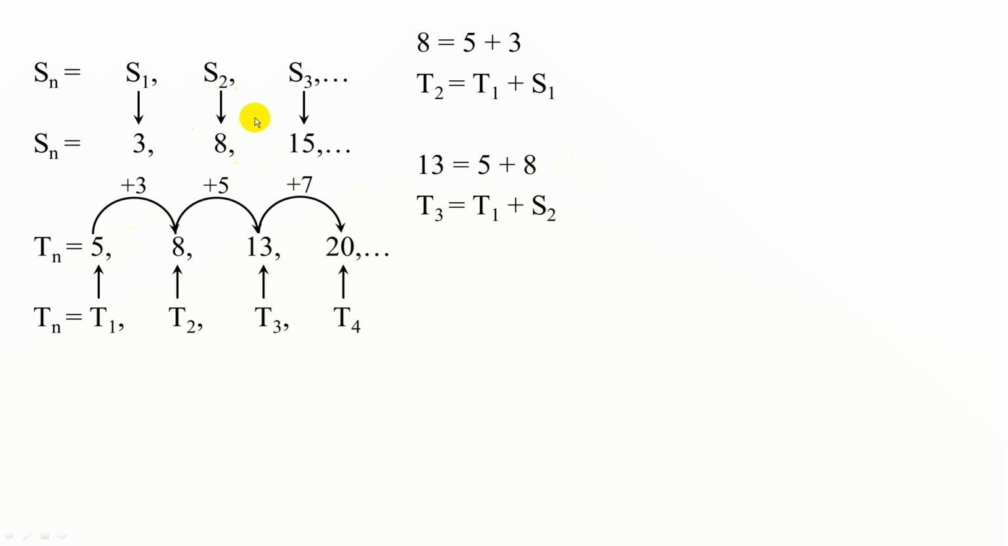So what is your 8? 8 is S2. So this is the second case. How about the third case? How do you get 20 from 5 and 15? How do you relate the T4, T1, and S3?